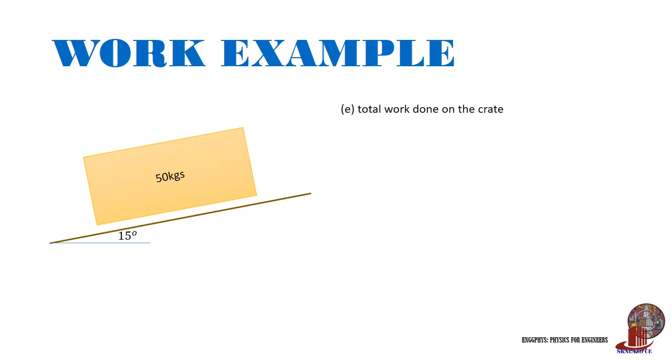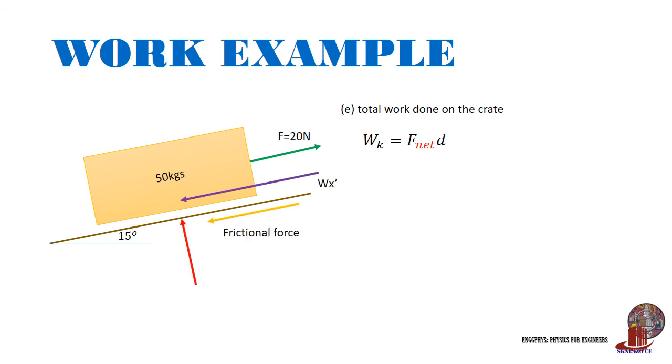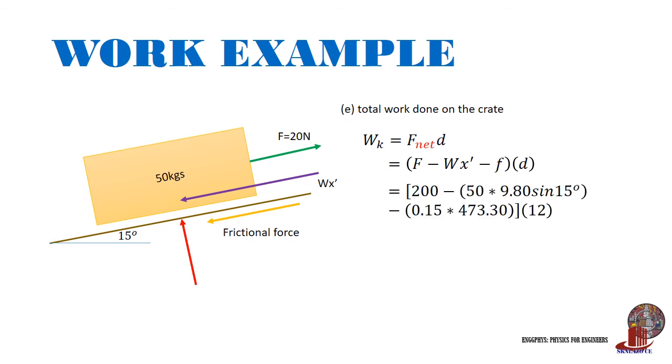The last requirement is to determine the total work done, which is just taking the net force and multiplying it with the distance d. That would be F with Wx prime and the frictional force Ff with the distance d. So, our formula would turn out as F less Wx prime less our frictional force Ff and everything multiplied by d, which would be 200 less the quantity of 50 times 9.8 sine 15 degrees and less the quantity of 0.15 times 473.3, where everything would be multiplied by 12, or simply 144.17 newtons times 12 meters, which would give us 26.20 joules.